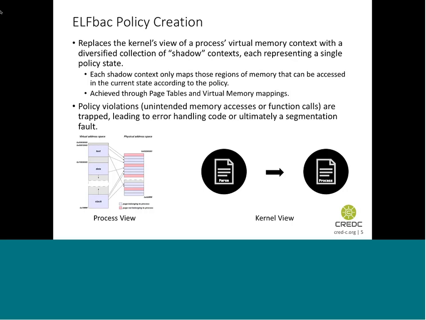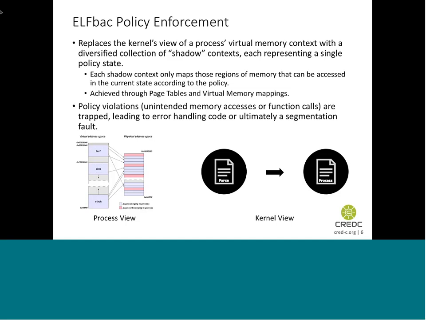So then how does it get enforced? Under the hood, what we do is we replace what the kernel sees as a process's virtual memory with a diversified collection of essentially page tables. The process itself doesn't know that this policy exists. It doesn't have any idea of what's going on. The kernel is in charge of both mapping the states that we have defined, the sections that we have created, and enforcing the transitions that we have defined.